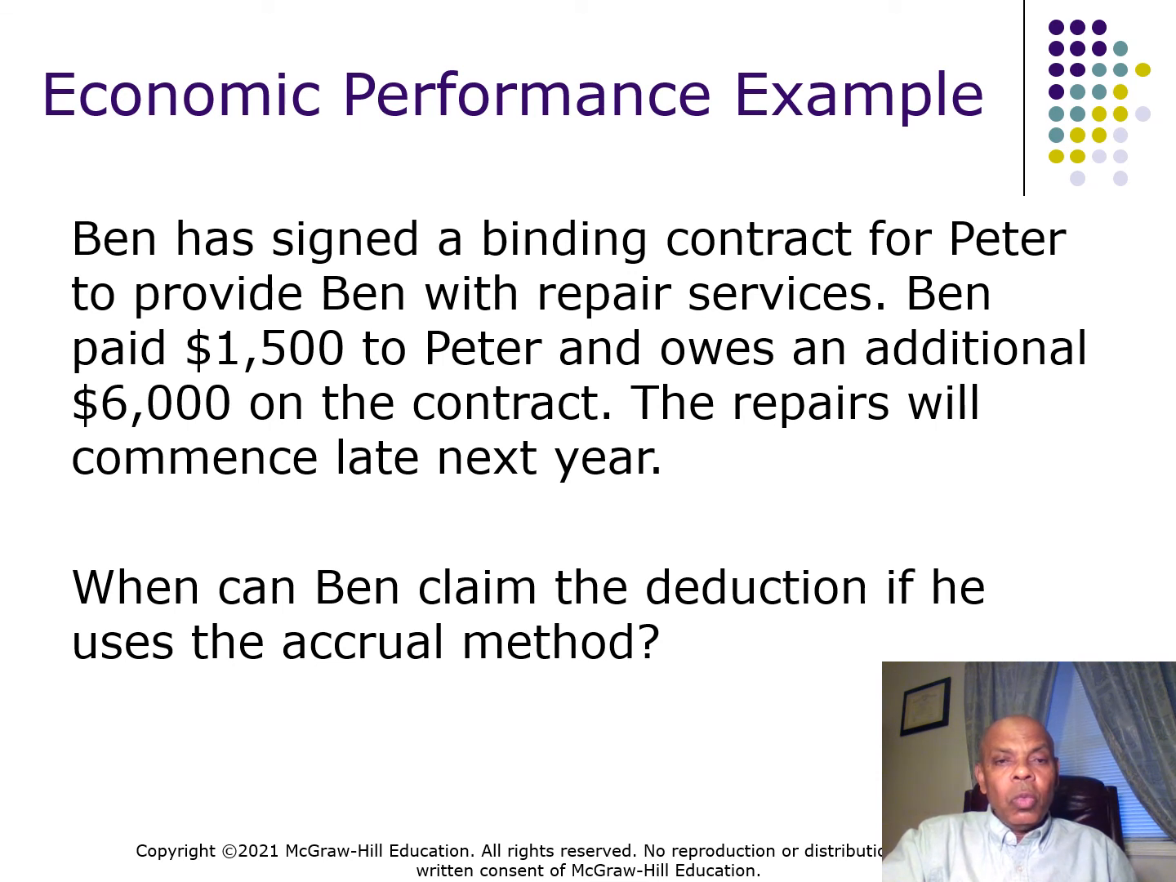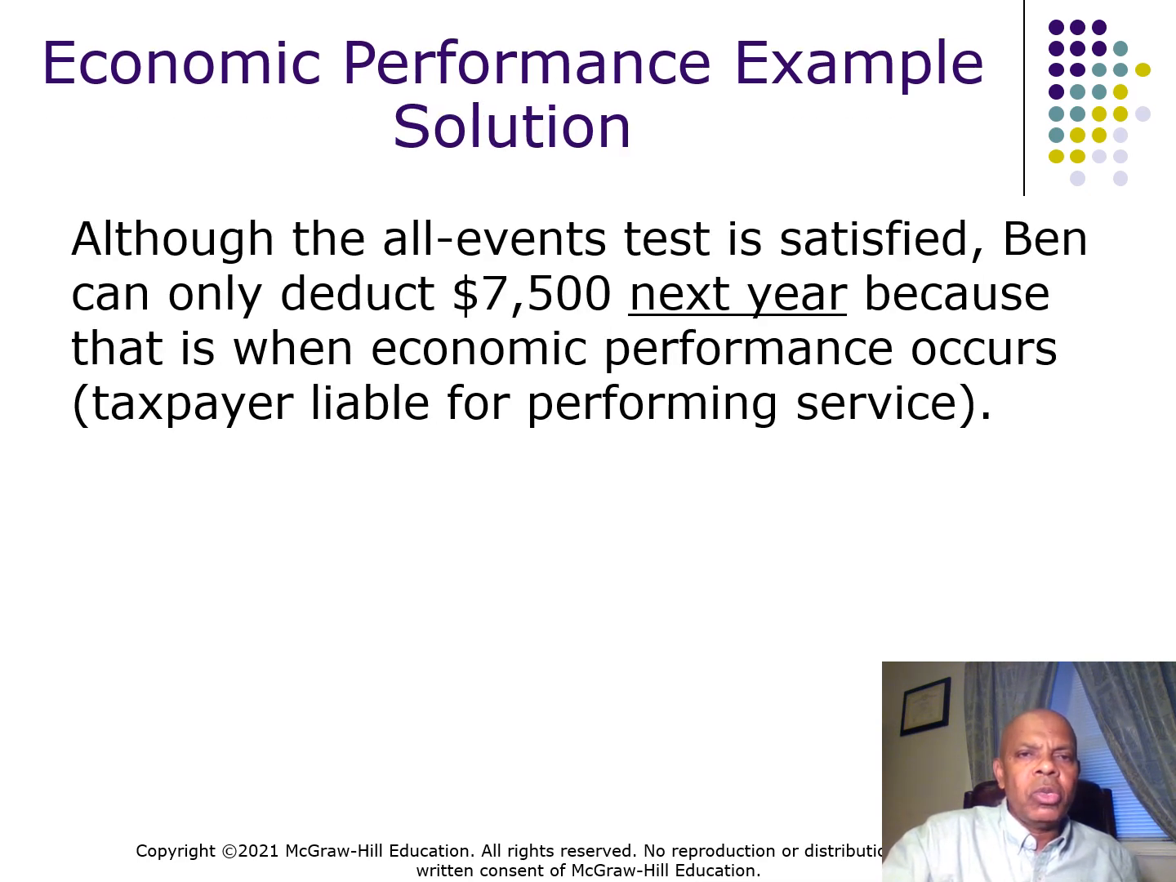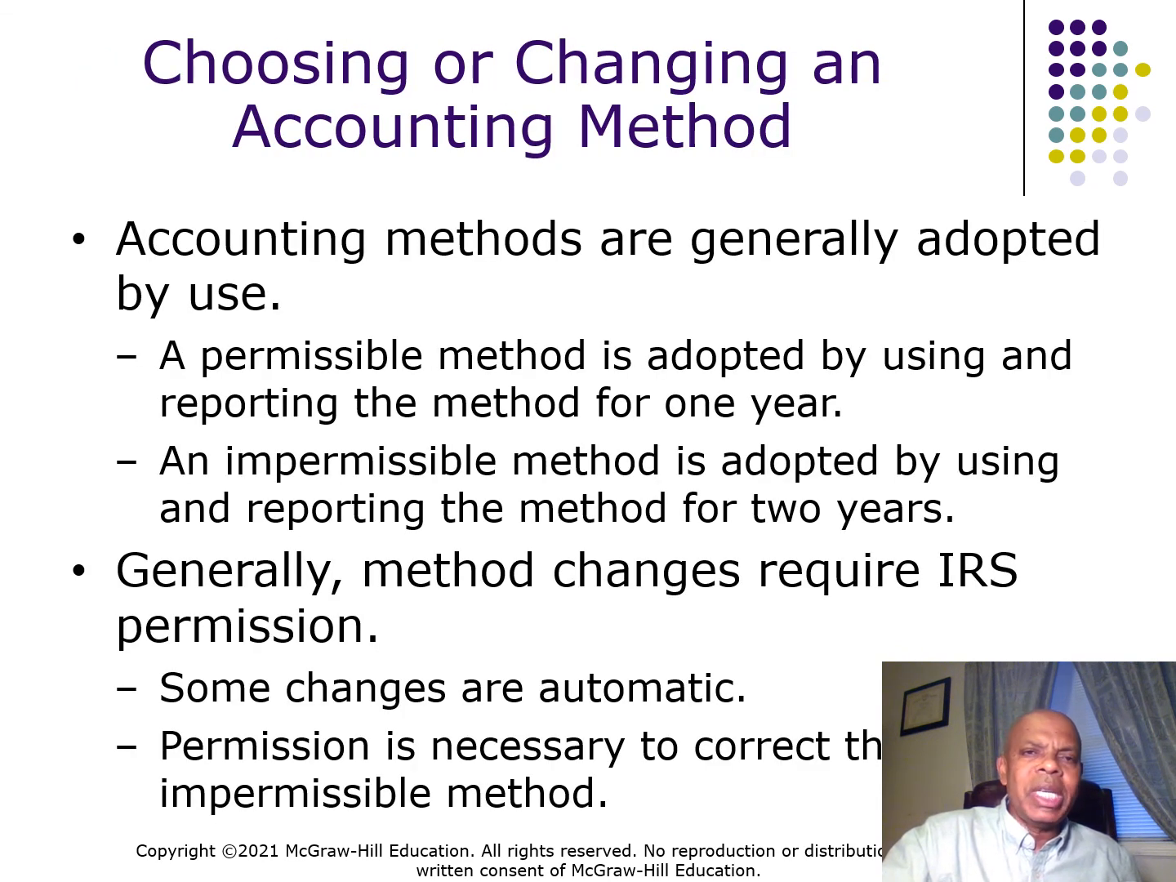So when can Ben claim the deduction if he uses the accrual method? If he uses the accrual method, he has to wait until the services are provided. This is when he signed the contract, and later the repair will commence late next year. The solution here is that although the all events test has been satisfied, Ben can only deduct $7,500 next year, because that is when economic performance occurs. Does everybody understand that?